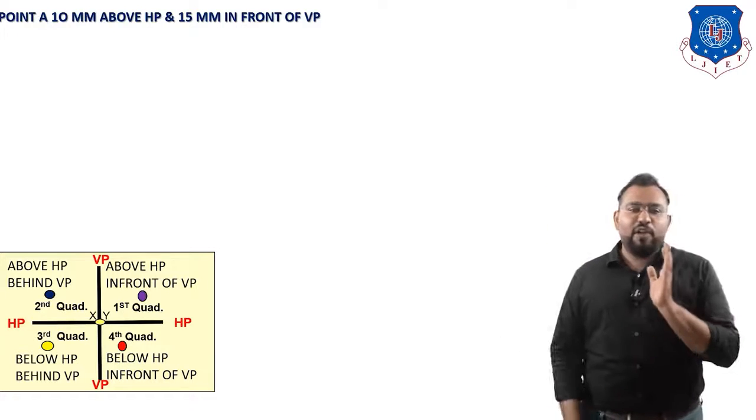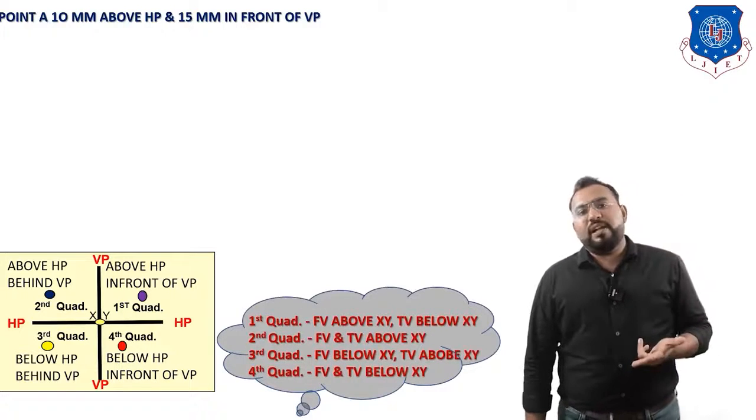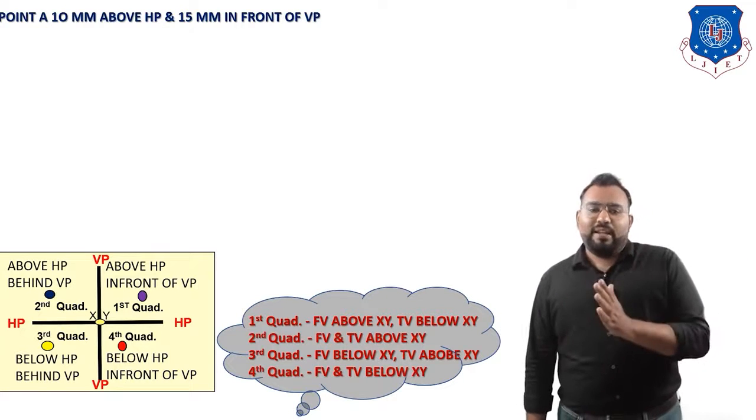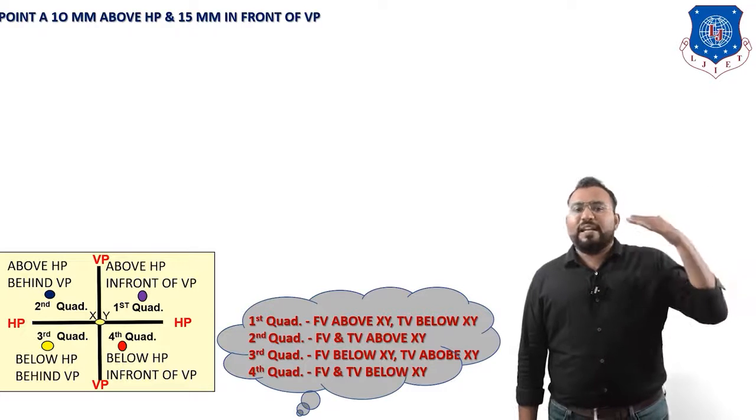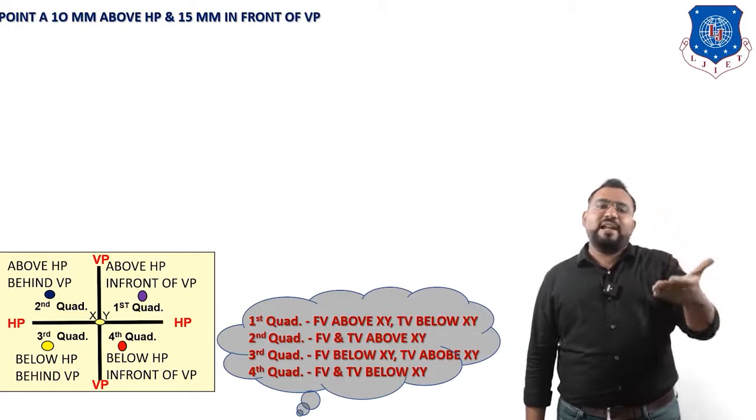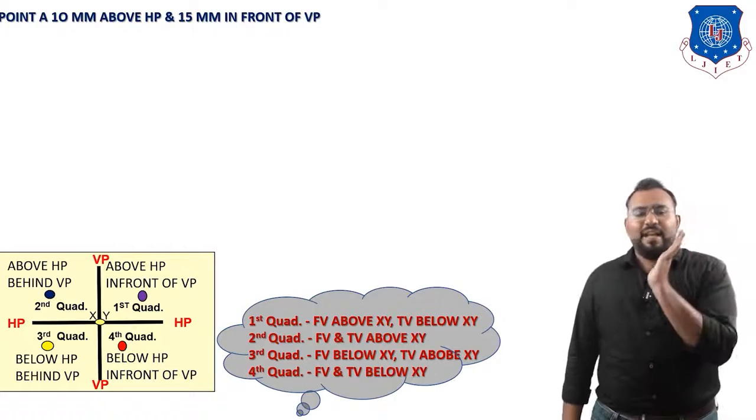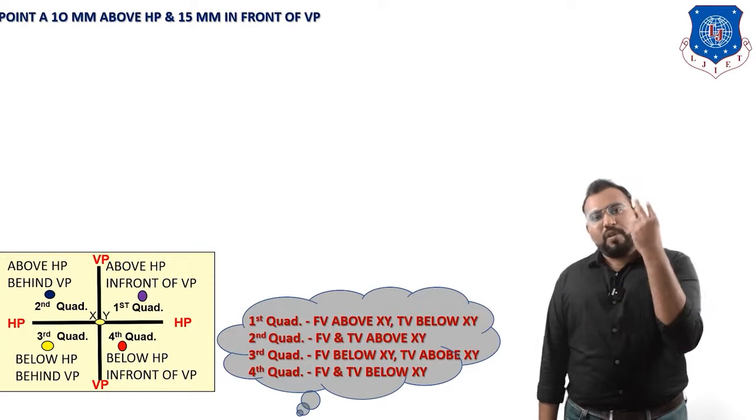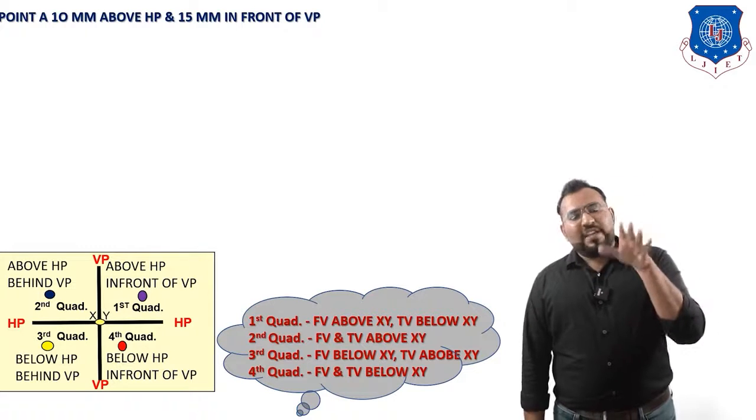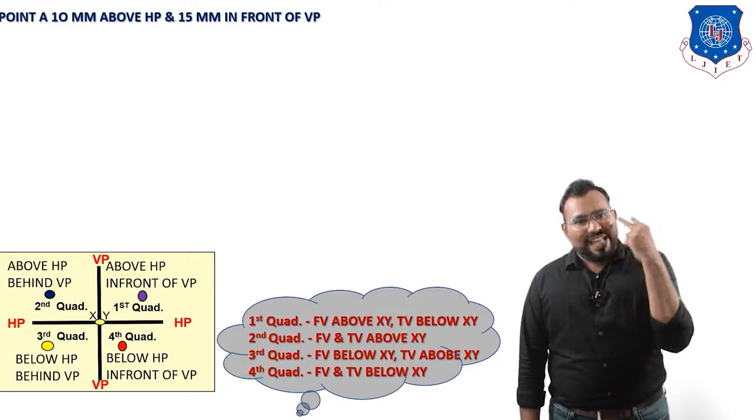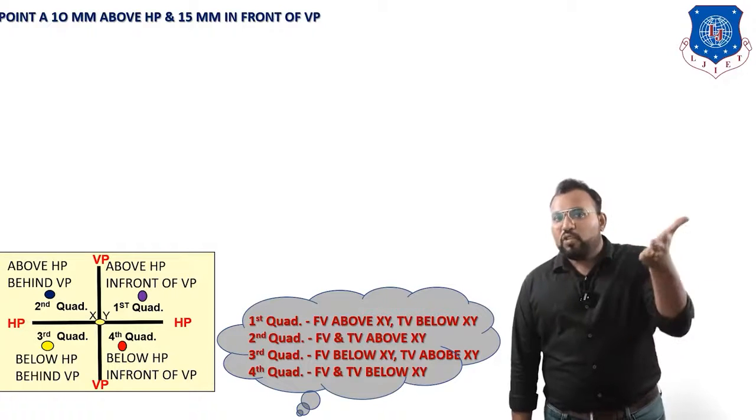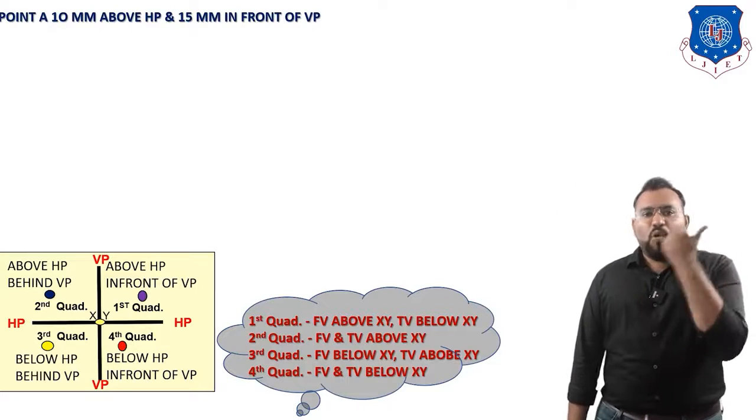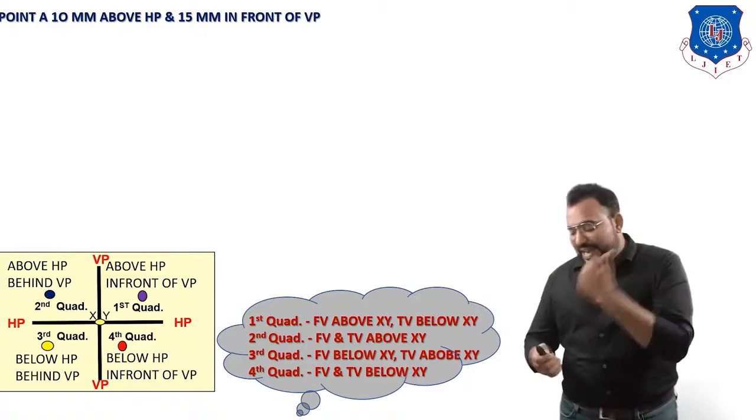The second thing you have to remember: if it is in first quadrant, what is the position of front view and top view with respect to XY line? We have seen in the last video that if the point is in first quadrant, the front view is above XY line and top view is below XY line. So you have to remember two things. The quadrant in which the point is given, which you have to identify, and second, according to that quadrant, what is going to be the position of front view and top view with reference to XY line.